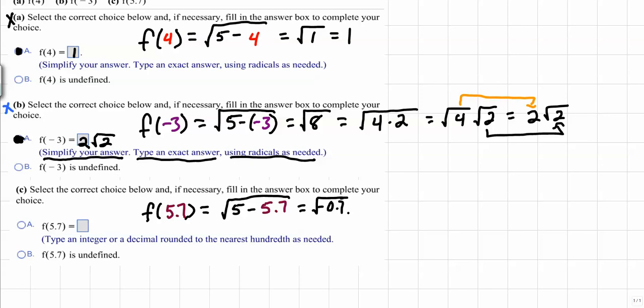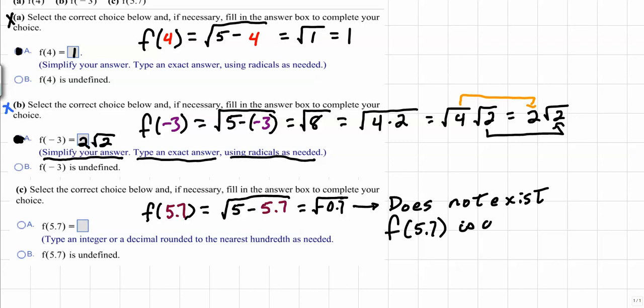In this particular case, I can't take the square root of a negative number and get a real number answer, so this does not exist. Or, as the textbook or MyMathLab would say, f of 5.7 is undefined. And since it's undefined, I'm going to click the second radio button underneath this and highlight this, and then I'll submit my answers. And that's how this setup is done.